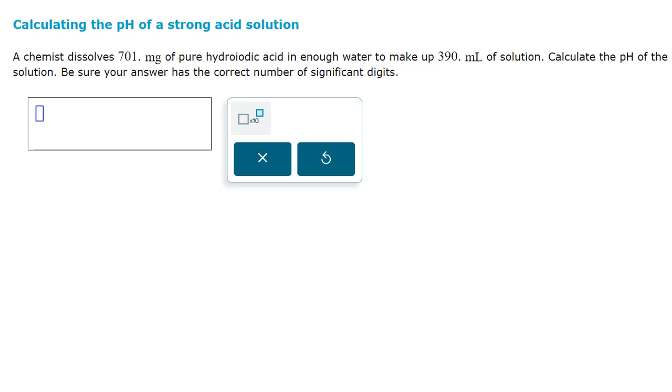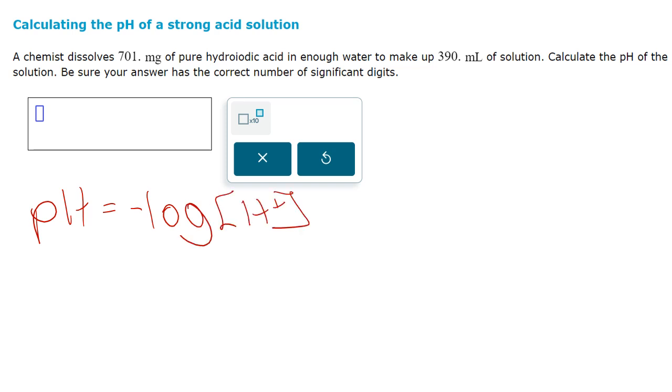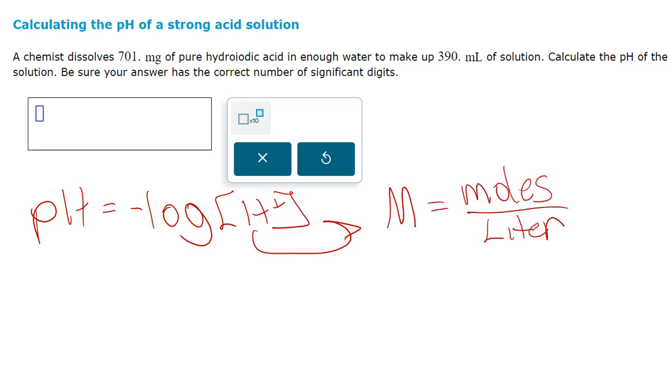So here we have to calculate the pH of a strong acid solution. We'll do one with acid and one with base. Remember, pH equals the negative log of H plus. Concentration equals big M, which is moles divided by liters. So there is some work you have to do here.